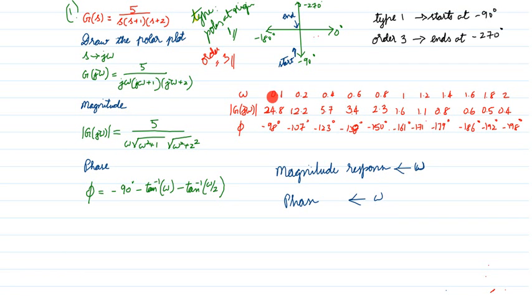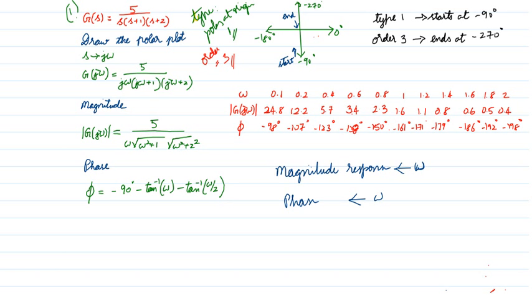I have substituted 0.1. So 5 divided by 0.1, square root of 0.1 square plus 1, square root of 0.1 square plus 2 square. I got the value 24.8. Now in place of omega I substituted 0.2. I got the value 12.2. Then in place of omega I substituted 0.4.